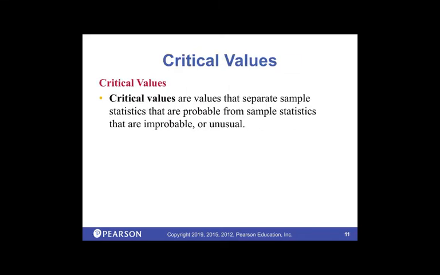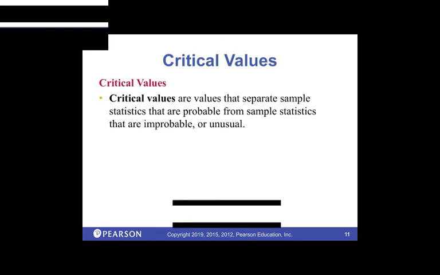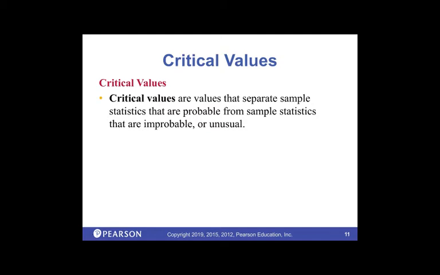So critical values are going to be values that separate the sample statistics that are probable from those that are improbable or unusual. Critical values are sample statistics that separate probable sample statistics from improbable or unusual ones.